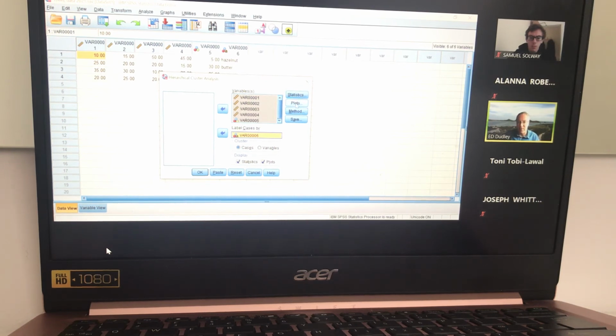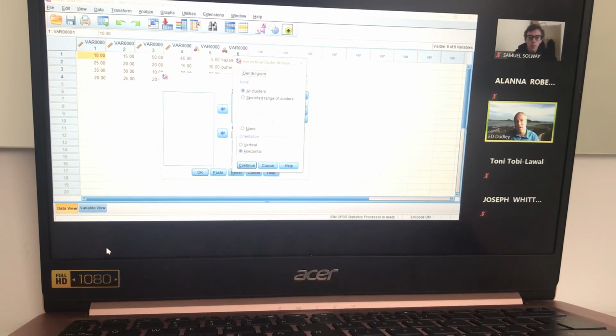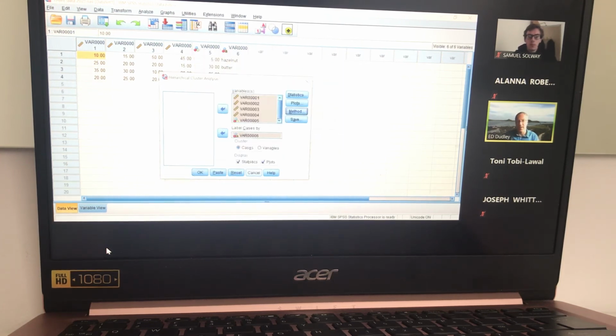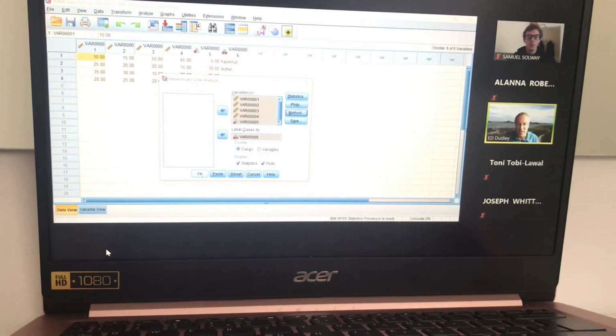Usually this is clicked off, so you just click it on to tell it to draw a dendrogram and decide whether you want a vertical one or a horizontal one. Doesn't matter, personal preference. In the method, if it's not already chosen, you need to pick Ward's method. And then you just tell SPSS to do its job.